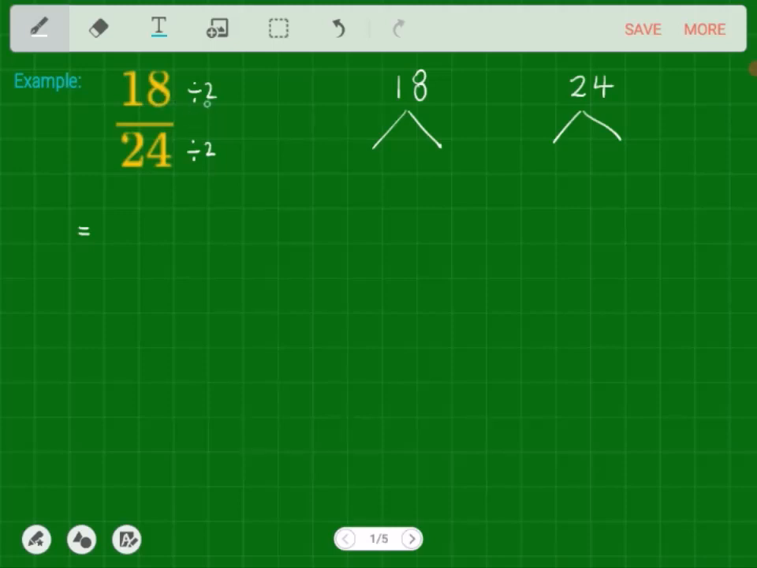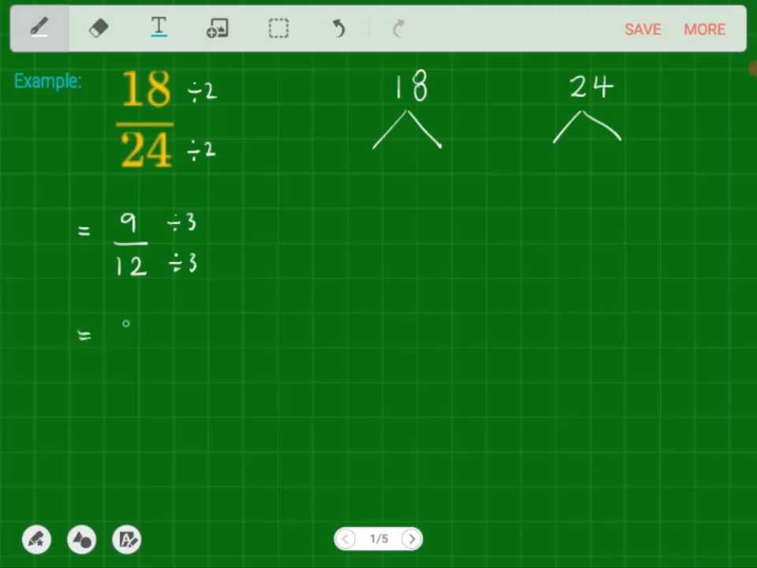What does it look like if we do that division? 18 divided by 2 is 9, and 24 divided by 2 is 12. Okay, so the numbers are smaller. These are in fact the same fraction. 18 parts out of 24 would look the same proportion as 9 over 12. But it's not in its lowest because I can see that 3 goes into both those numbers. So we're going to do a division by 3.